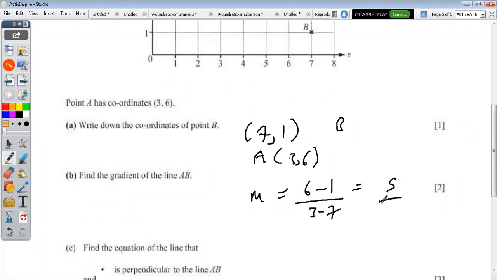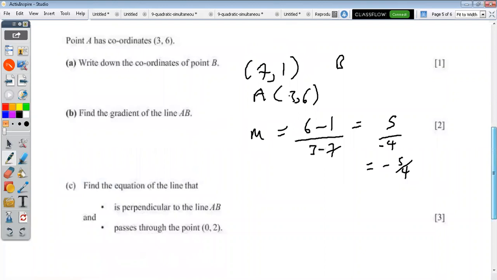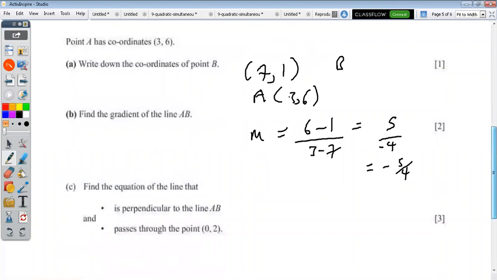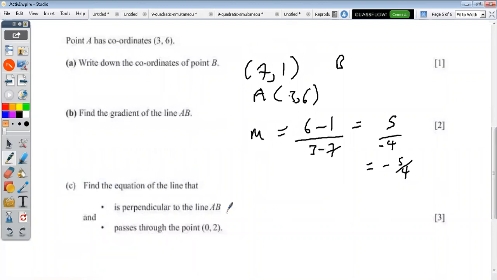On the bottom, yes. What do you get? Minus what? Minus 4. So it's minus minus 4, 5 over 4. Okay. Find the equation of the line that is perpendicular to what?